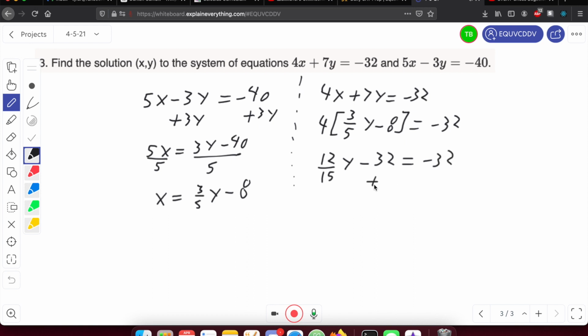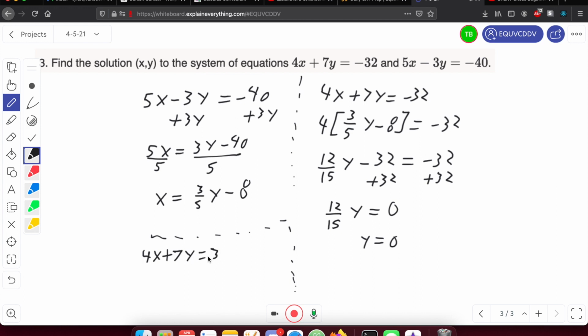We'll add 32 to both sides, and we'll get 12/15 y equals 0. Now, since this equals 0 and there's no other terms, we know that y equals 0. And now we can take this and solve for x. So we'll use the other equation again. We'll use 4x plus 7y equals negative 32.